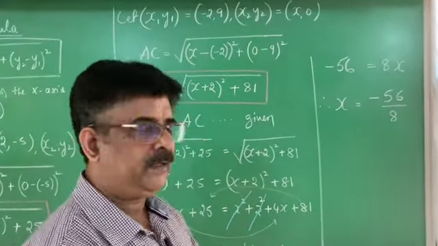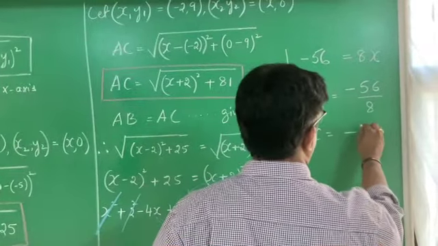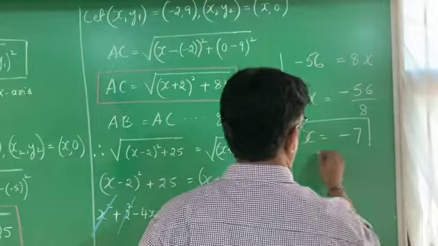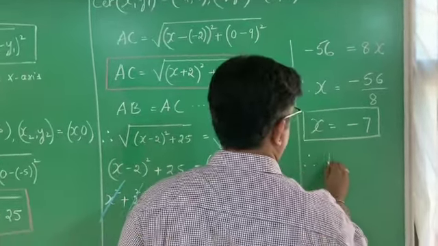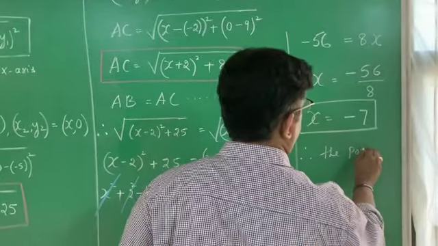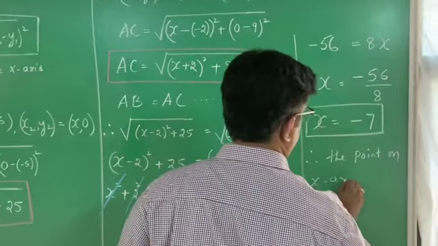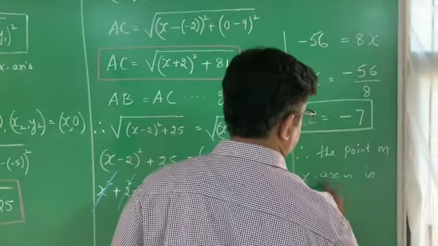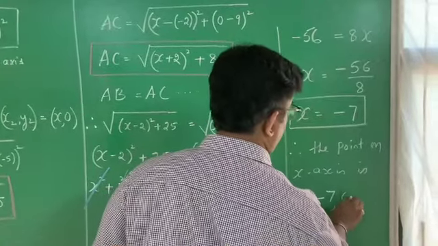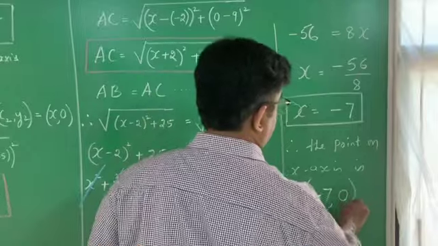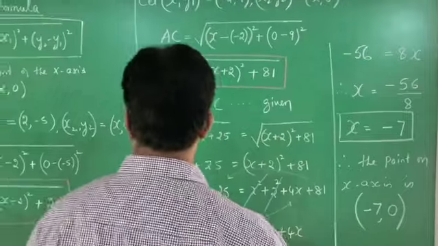You know the table of 8? 8 sevens are 56. x is equal to minus 7. The value of x is equal to minus 7. Therefore, the point on the x-axis is (x, 0), that is, minus 7 comma 0. I repeat once again.